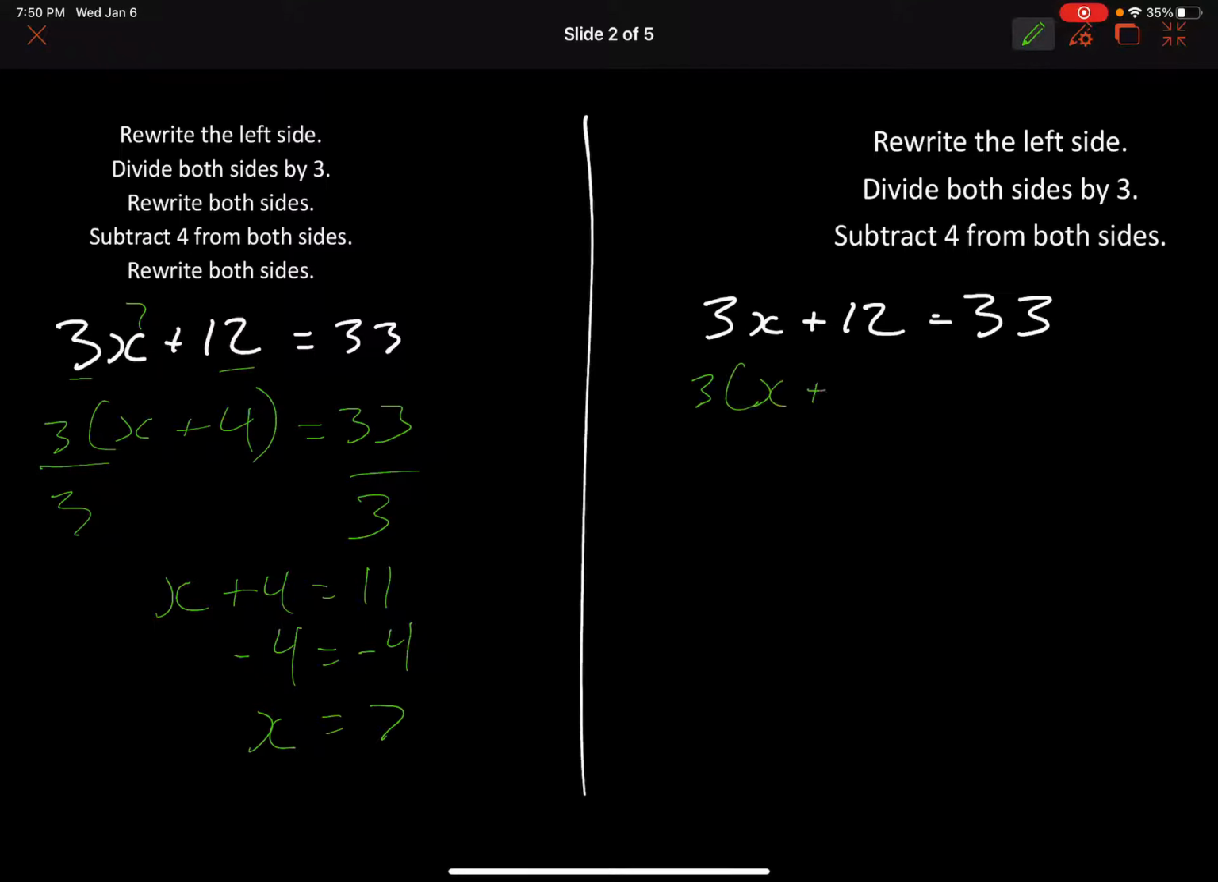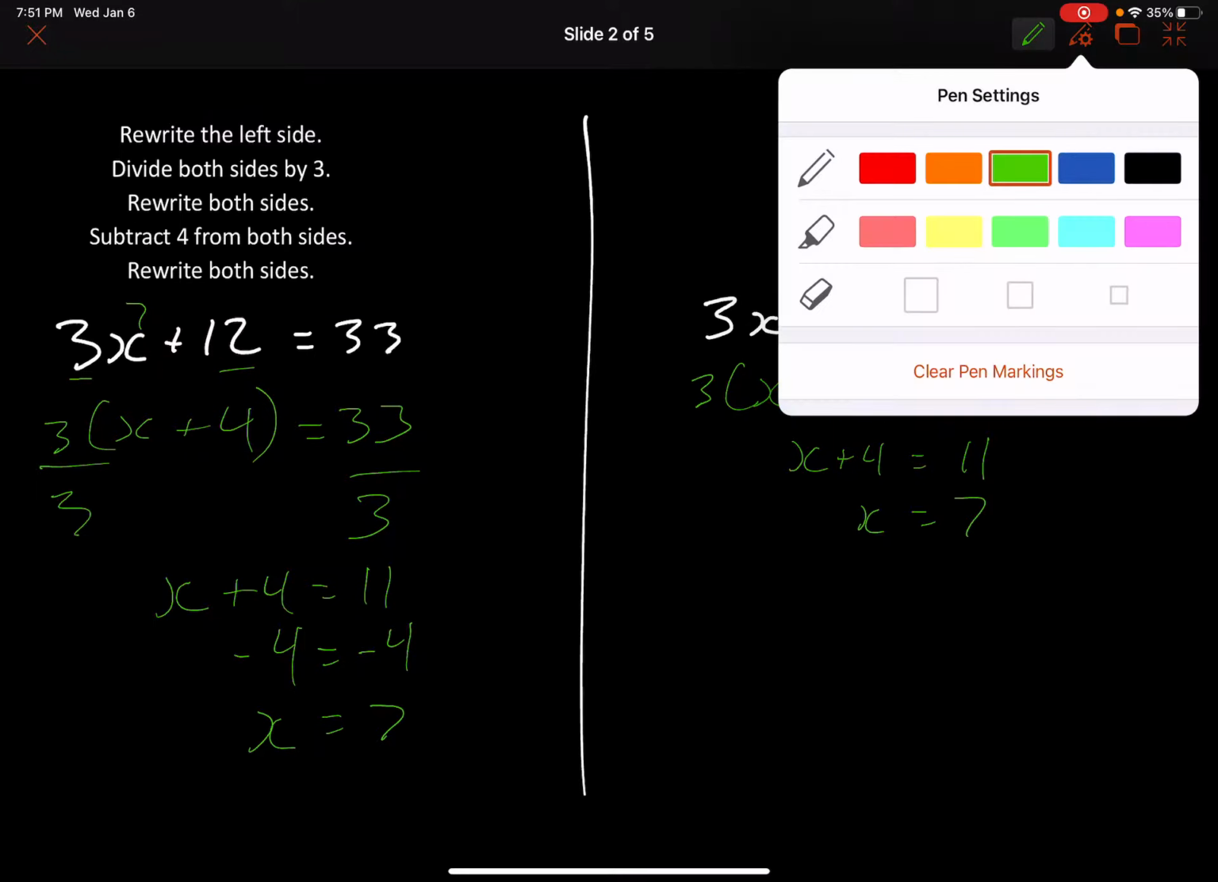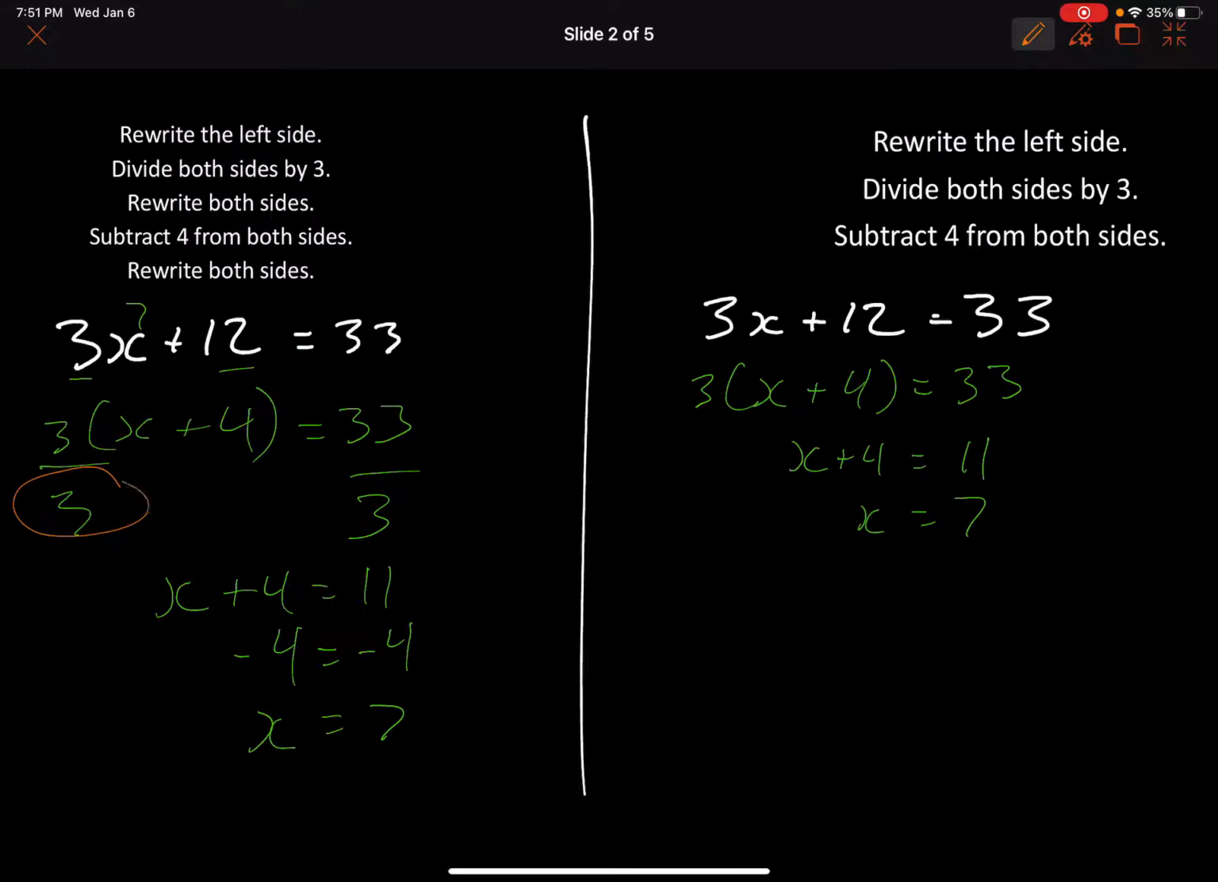I'm going to pull that 3 out. Now, I'm still going to divide both sides by 3. Okay, notice I didn't write it down on both sides. And then I'm going to subtract 4, and that's going to be 7. Okay, and I can take the 7 and put it back in and do the same thing. But notice that there are steps that I did not include. So I did not show those steps there.